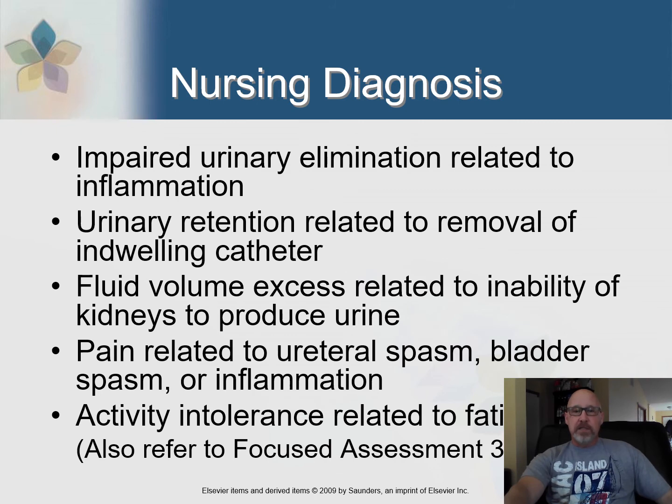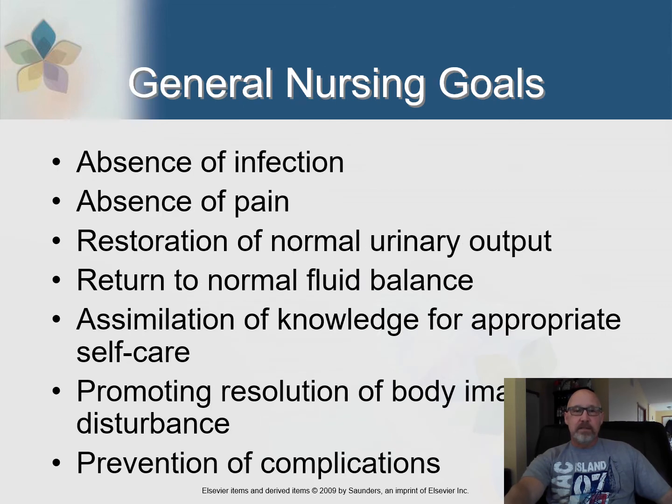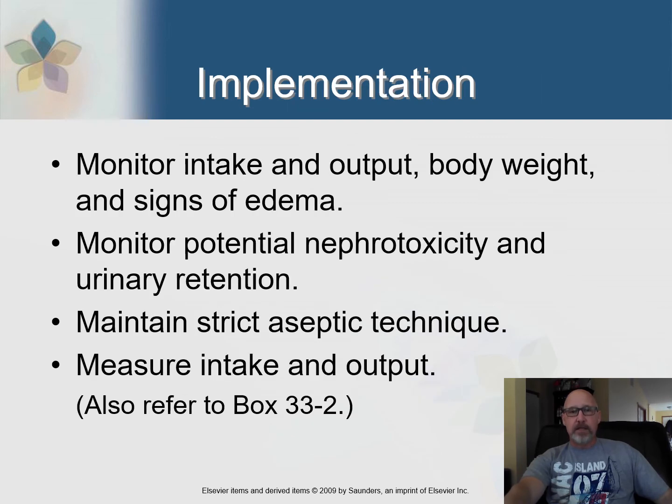So here are some of the nursing diagnoses: impaired urinary elimination, urinary retention, fluid volume excess, pain related to urinary spasms, activity intolerance. So what do we want to do? We want to make sure that they don't get a urinary tract infection. So absence of infection, absence of pain, restore normal urinary output. In other words, we want to restore fluid balance. Appropriate self-care. Okay, we want to prevent any type of further complications.